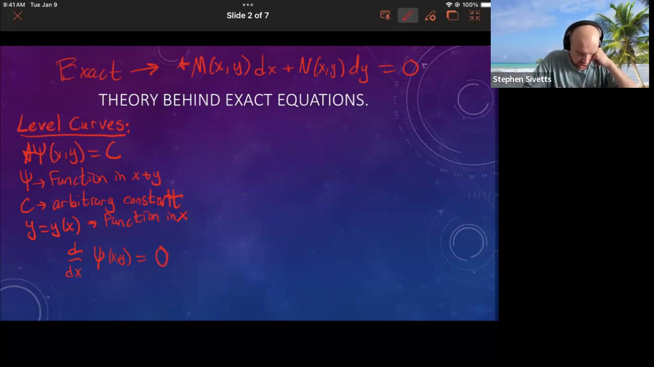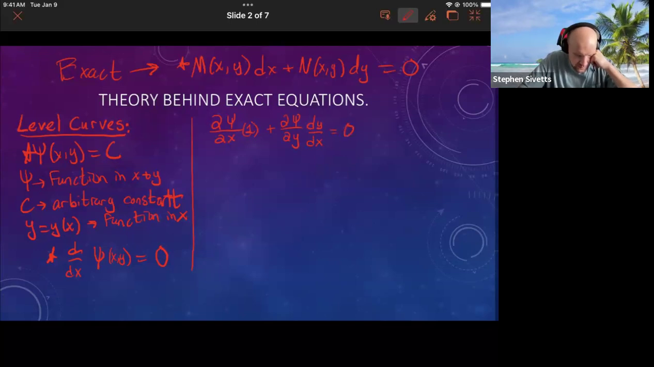Well, we're going to have to use the chain rule for this equation here, right? And then psi is a function of x and y. So what that means is we're going to have to take the partial of psi with respect to x first times dx, which in this case it's 1, right? Plus the partial of psi with respect to y times dy dx. Okay, and this equals 0.